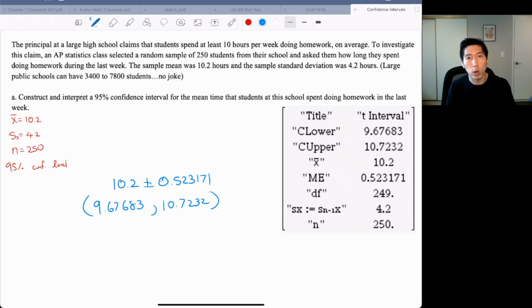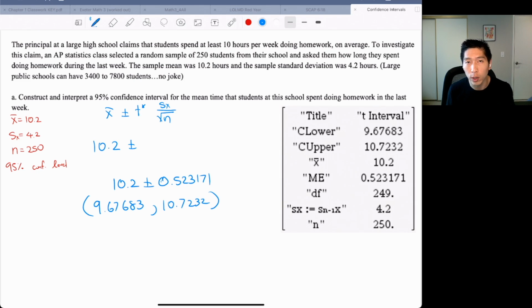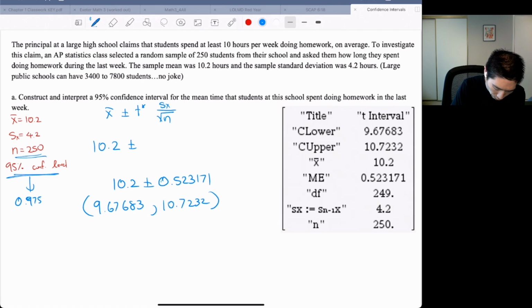Again, this doesn't show us the work with the formula. Remember, our formula was this. It's our sample mean plus or minus our critical value times the standard deviation of the sample over the square root of n. So our sample mean, in this case, was 10.2. The calculator doesn't give us t star, so we're going to have to find that on our own. It's at 95% confidence level, which means that we're going to type in 0.975 for the inverse t function. We also know that our sample size is 250, so our degree of freedom for this will be 249.